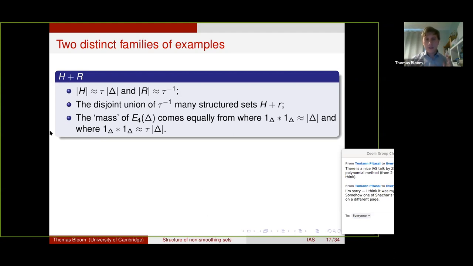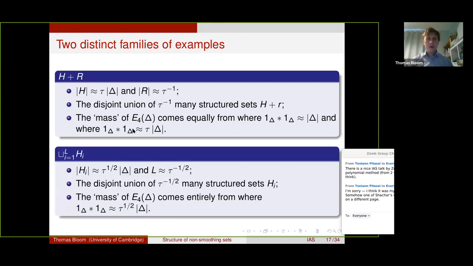To see what the difference is, note that in this example, most of the mass of E4 comes from two places. They both contribute the same amount. Part of it comes from where the convolution is really, really large, roughly size delta, but an equal contribution is made from where the convolution is very small, so tau times delta. Both of these pieces contribute to the energy in this example. And the second example is where I take the disjoint union of structured pieces. Now the size of each HI is roughly tau to the 1/2 times delta. I have roughly tau to the minus 1/2 many of them.